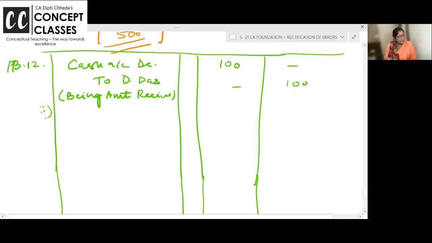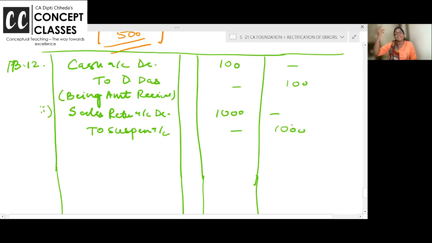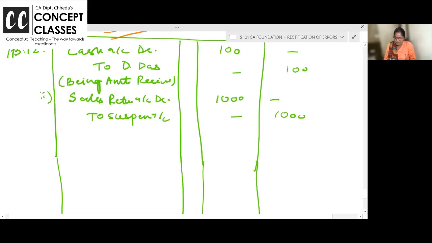Second, total of the return inward book for December was undercast by 1000. What is the nature of return inward or sales return? Debit. Debit is less, short. So debit it more. Sales return account debit to suspense account. If you have taken the debit side total less, you must have put the difference in suspense account at that time. The sales return total is short, so credit is correct, debit is less. So now record it on the debit side.